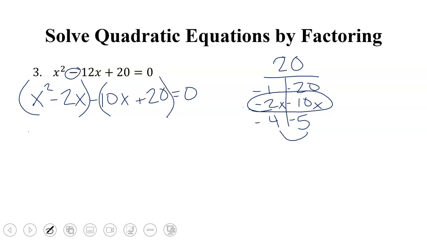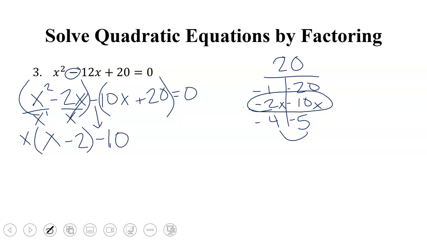What do they have in common in the first group? Well, they have x. Divide x from the first group. When you're dividing, you're subtracting exponents. So 2 minus 1 is x. Then my x's cancel, so bring down the negative 2. Always bring down that middle sign. 10 and 20, what's the highest number that can go into both of those? 10.